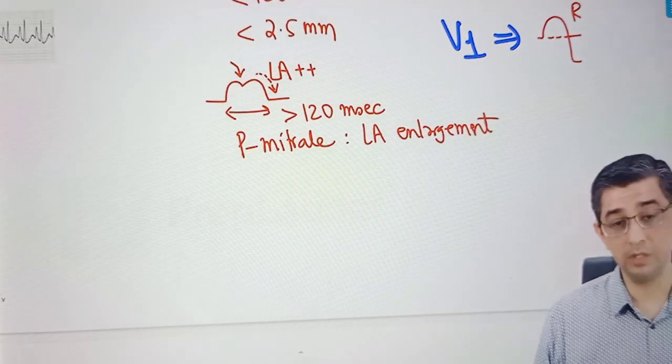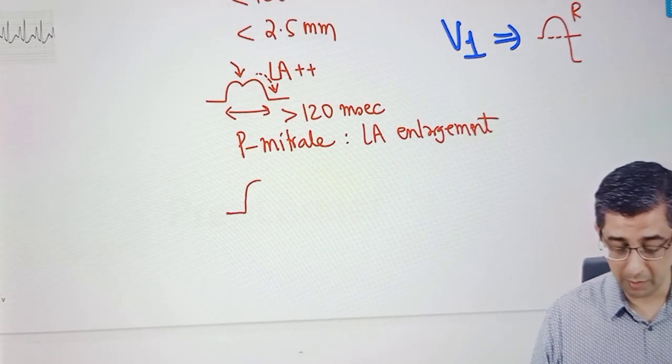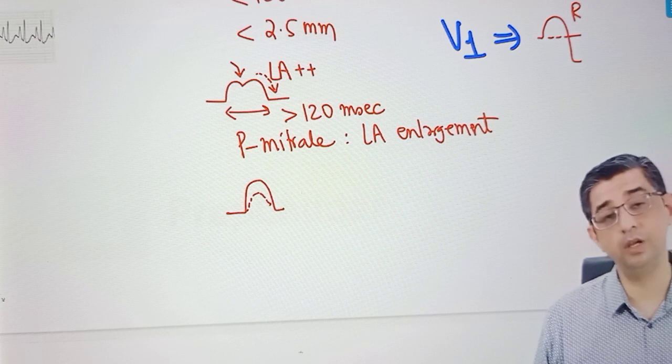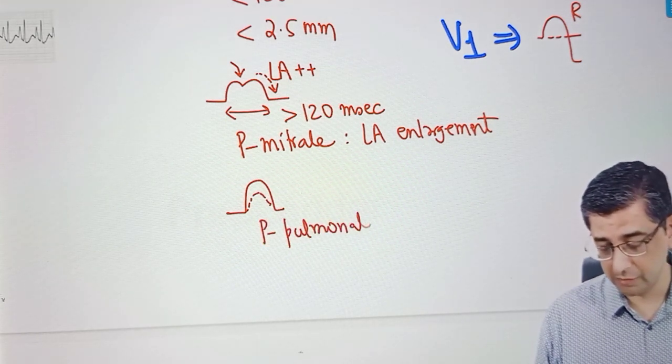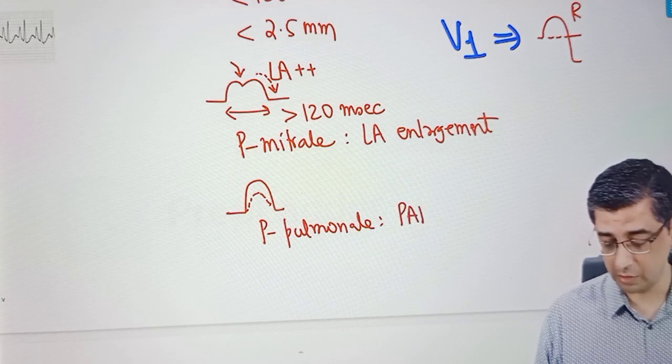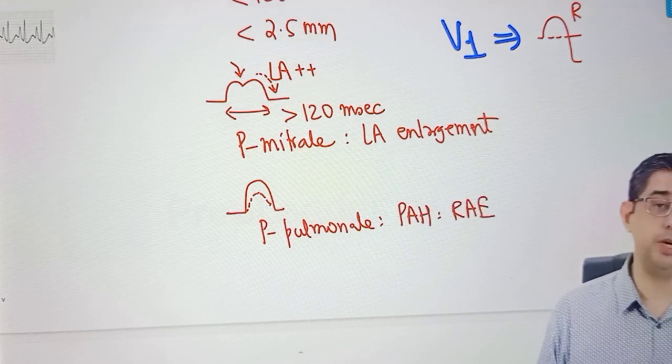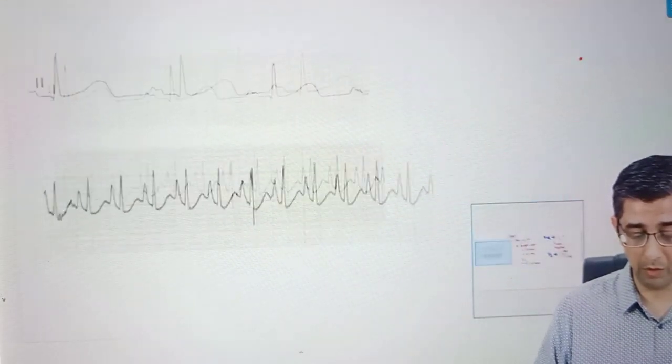In contrast, in some cases, they might even give you an ECG where the height of the P wave will be dramatically increased over and above normal. So if the P wave vertical height is more than 2.5 millimeter, we call it P pulmonale. It signifies right atrial enlargement and is commonly seen with patients of pulmonary artery hypertension. So at the moment, I want you to remember two abnormalities of the P wave that I'm going to now show you in real time.